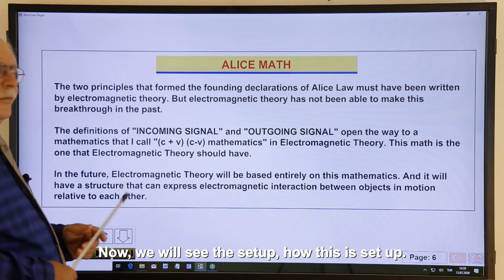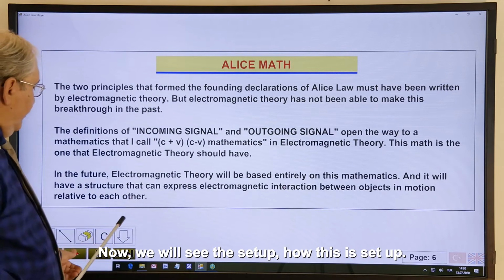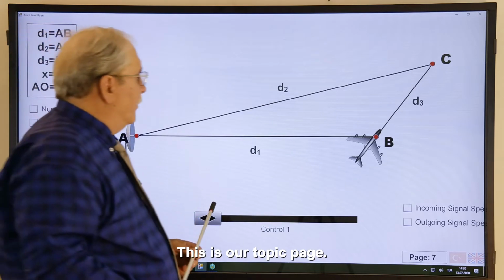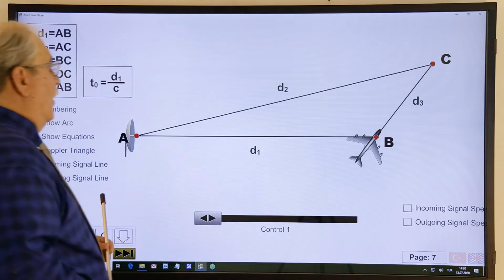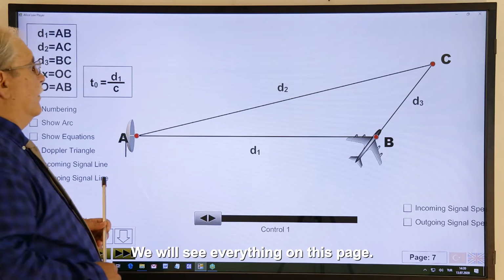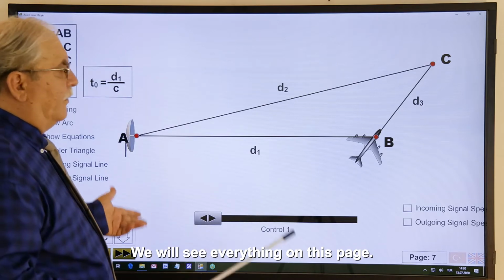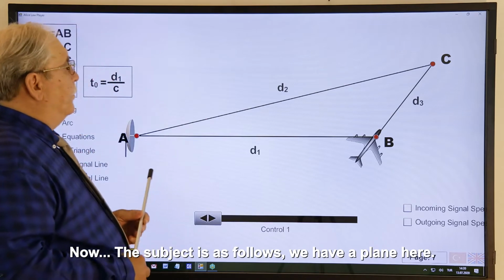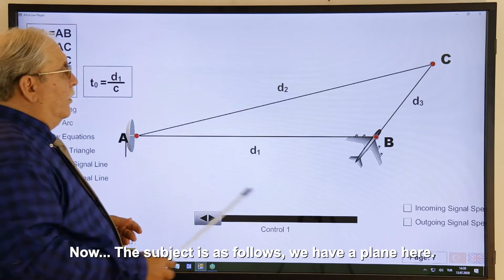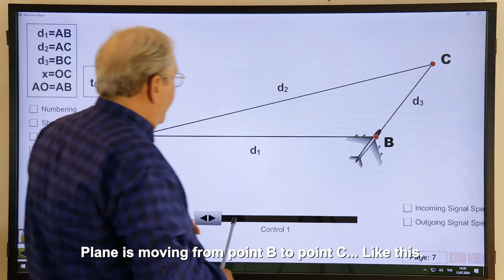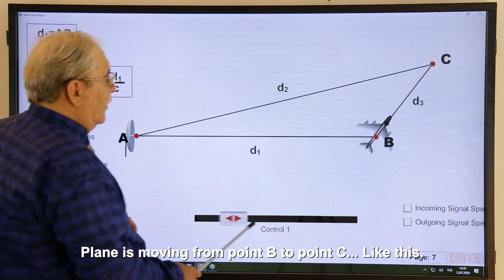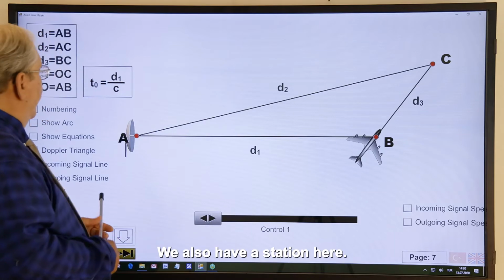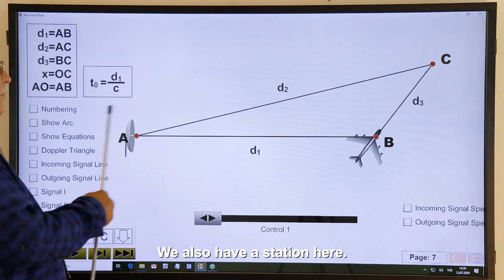Now, we will see the setup, how this is set up. This is our topic page. We will see everything on this page. Now, the subject is as follows. We have a plane here. Plane is moving from point B to point C, like this. We also have a station here.